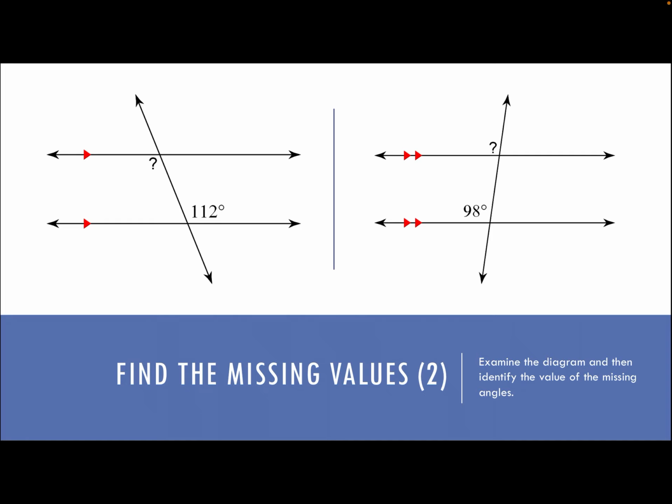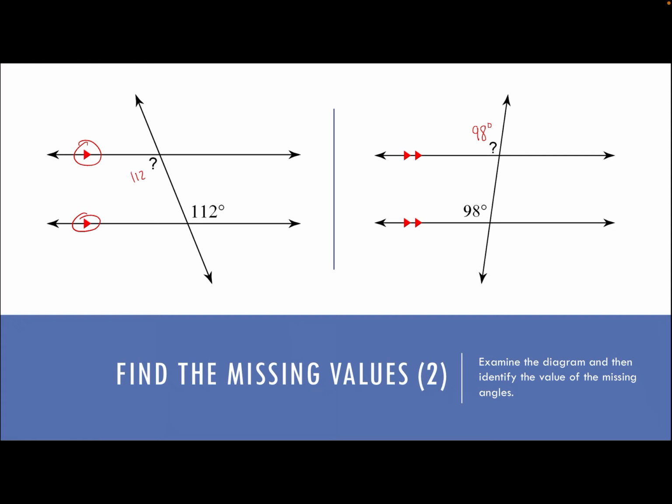Okay, so for this one, we have another pair of parallel lines. We know that because of the arrow markings. Since we have alternate interior angles, it means this missing angle is 112. And for the last one, we have corresponding angles. And since this angle is 98, the missing angle also has to be 98 degrees.